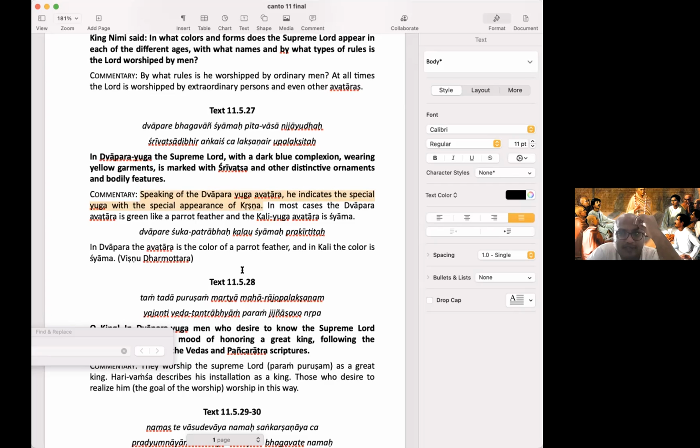So this is confusing to me, saying that he only comes in this special time. I don't know how to reconcile that. Also, parrot feather doesn't necessarily mean green. Parrots can be all different colors. I've never heard that this avatar is green. I have to see that Sanskrit.